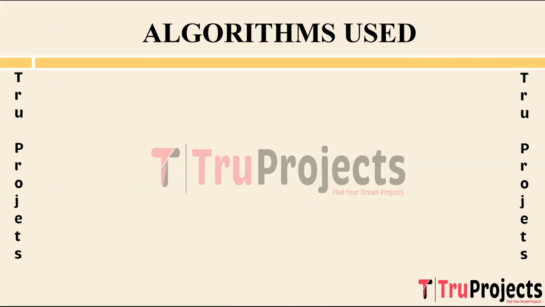Algorithms used. To implement this project, we have designed the following algorithms. The first algorithm is MobileNet. MobileNet is a lightweight deep learning architecture designed for mobile and embedded devices. It consists of depth-wise separable convolutions, making it computationally efficient while maintaining good accuracy. In the project, MobileNet is used as a pre-trained model for transfer learning from ImageNet. It is fine-tuned on the coffee fruit dataset to recognize coffee fruits accurately.